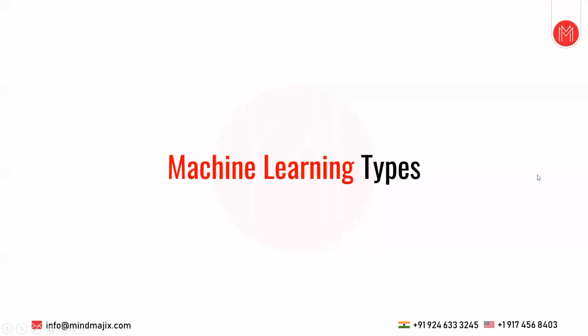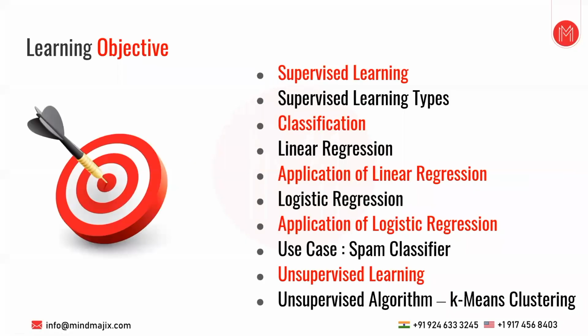Hello students, in this module we have to learn about machine learning types. So let's take a look at the learning objectives. Basically in this module we start with supervised learning, then we see the different types of supervised learning, and from supervised learning we talk about classification and regression.